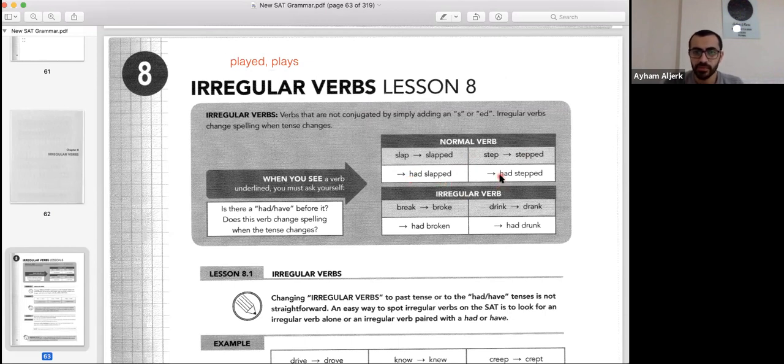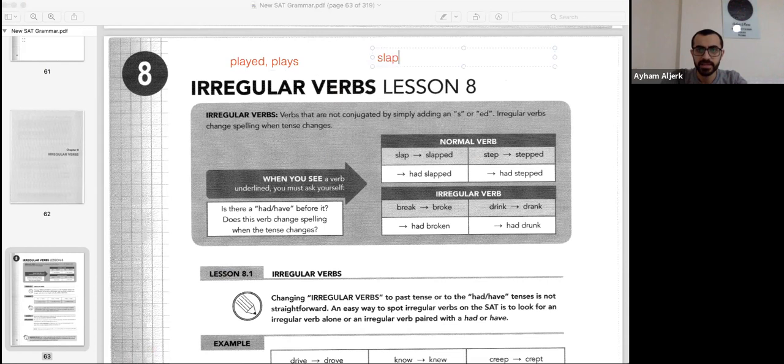Now here, what did we do? Usually the verb is like this, slap. We take a look at the last three letters. We have in English something called consonants, and we have vowels. Vowels in English are five: A, E, I, O, and U. While consonants are all the others, like B, C, D, F, etc.